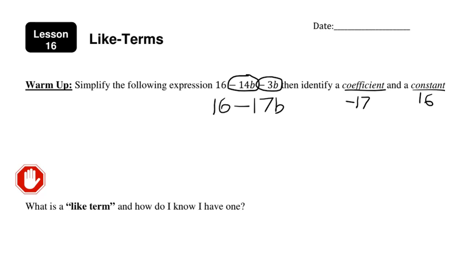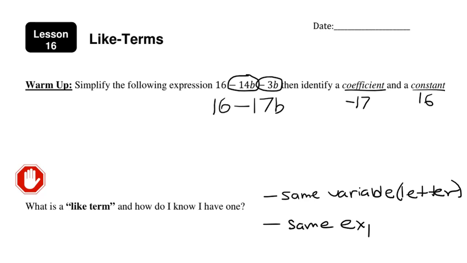So there you go. What is a like term, and how do I know I have one? Here I circled like terms. How do I know those are like terms? The terms have the same variable, also known as letter. Right? You need to know that word variable. And they also have the same exponent. Even though I didn't see one here, the exponent for a plain b by itself is just going to be a little 1. So this would have a 1 and this would have a 1 in front. So that is how you know you have like terms.